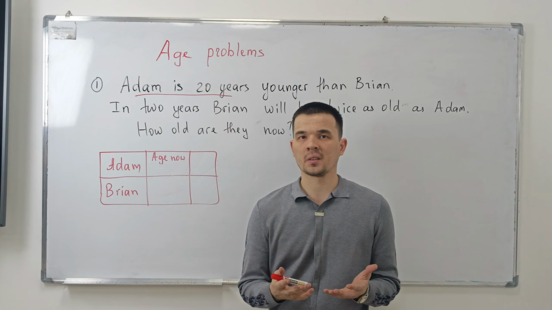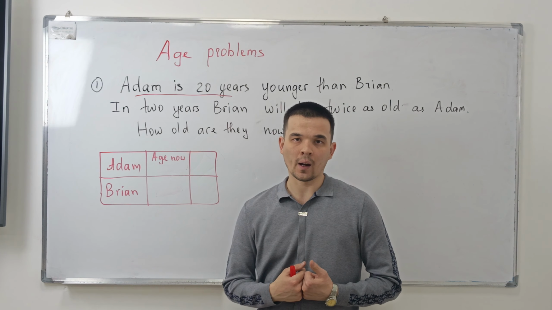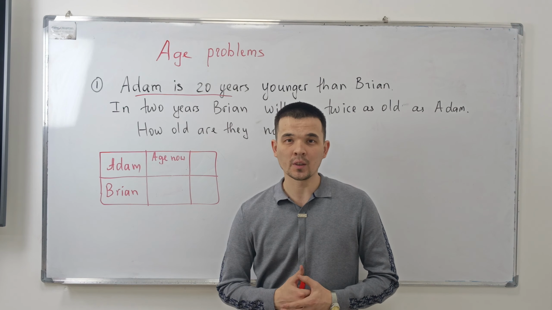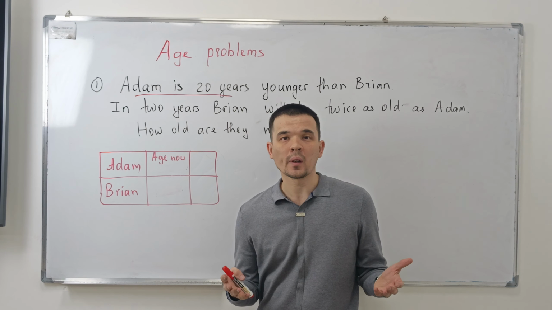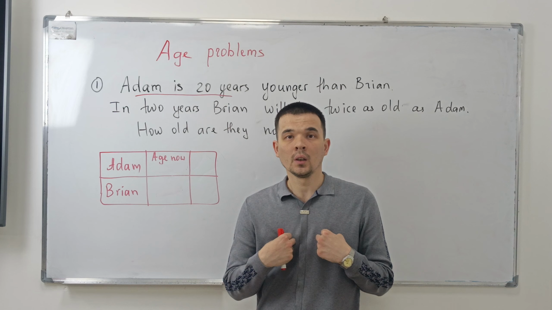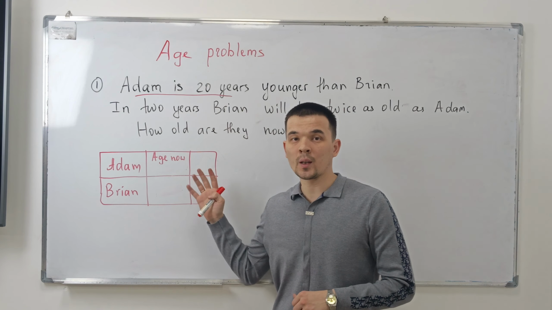Imagine, I've got a brother. I'm 30 years old and I'm 10 years older than my brother. How old is my brother, do you think? Definitely 20, because I said I am 10 years older than my brother. So they are completely the same questions.